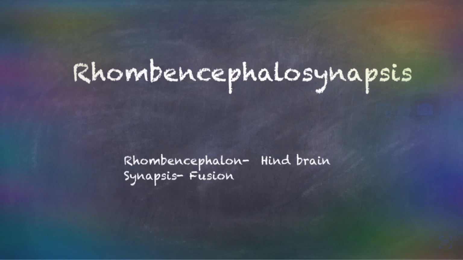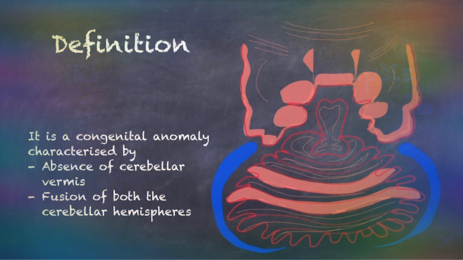Rhombencephalosynapsis is a rare malformation of the posterior cranial fossa characterized by fusion of the cerebellar hemispheres. This fusion is because of underdevelopment of the cerebellar vermis. So how do you remember this? The definition lies in its nomenclature itself. Rhombencephalon means hindbrain and synapsis means fusion. So rhombencephalosynapsis is the fusion of the hindbrain.